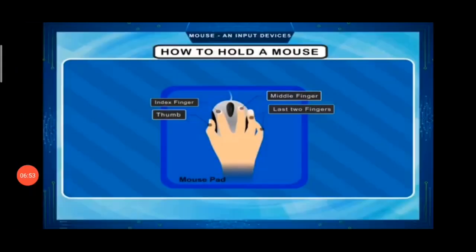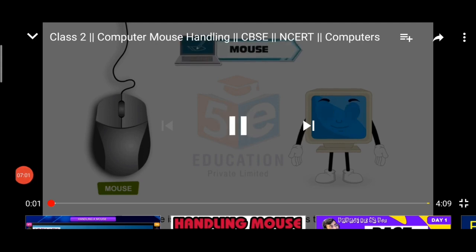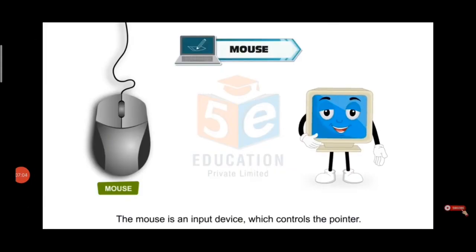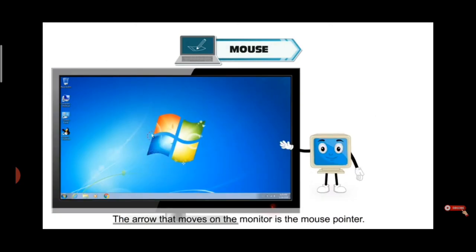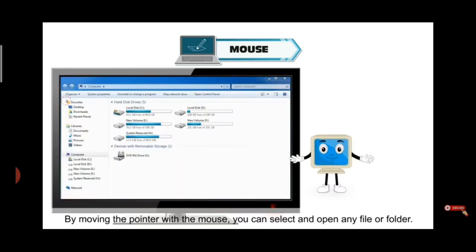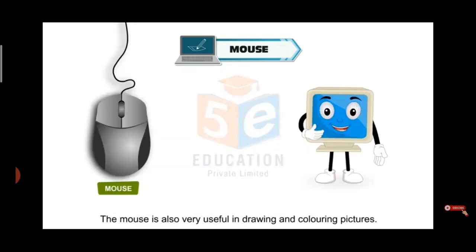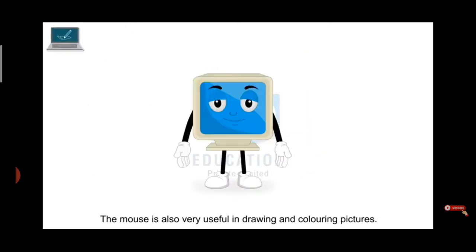So children, I am showing you one video so that this topic will be clear to you. The mouse is an input device which controls the pointer. The arrow that moves on the monitor is the mouse pointer. By moving the pointer with the mouse, you can select and open any file or folder. The mouse is also very useful in drawing and coloring pictures.